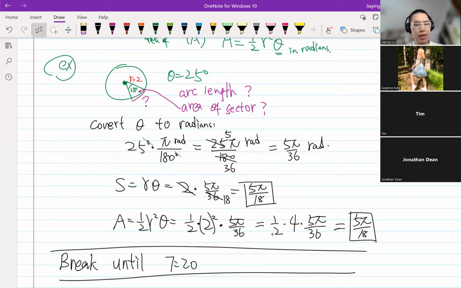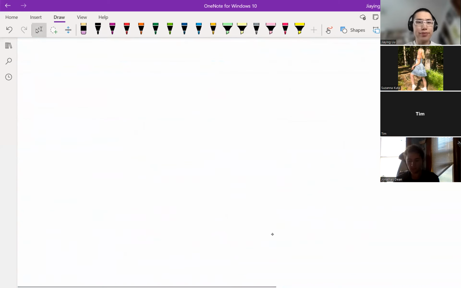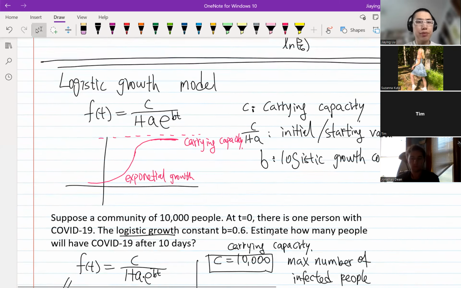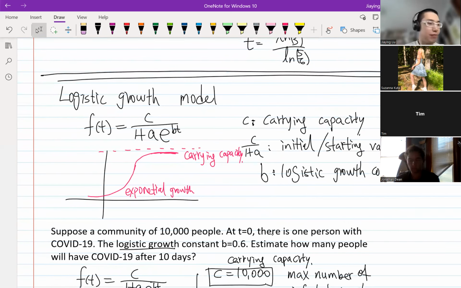All right, welcome back. I have to fix another error in my notes. I'm so sorry to say. So earlier when we were talking about the logistic growth model, I had a mistake in my formula. So I wrote f of t equals c over 1 plus a e to the bt, and that really should be e to the negative. I'm so sorry for that.